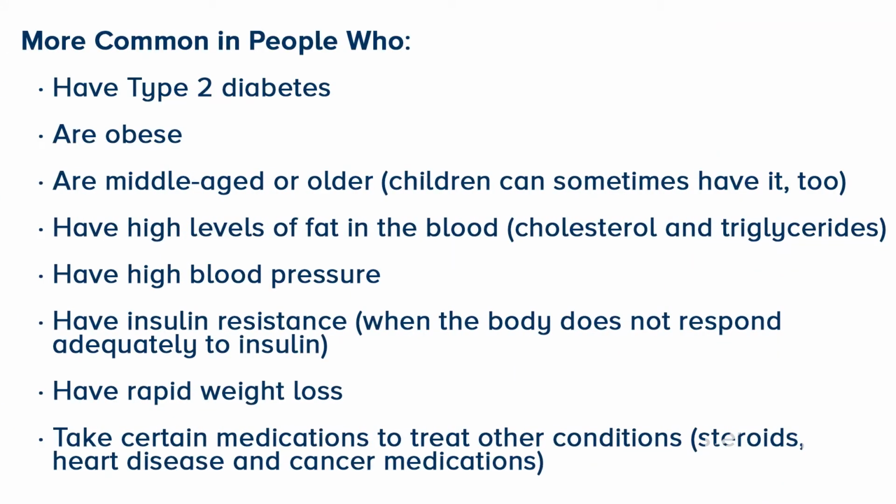So who is at risk for developing NASH? Well, first off, the cause of NASH is really unknown, but researchers do know that it's more common in people who have type 2 diabetes, who have obesity, who are middle-aged or older, but children can also get it. If you have high levels of fat in the blood, such as high cholesterol, high triglycerides, if you have high blood pressure, insulin resistance, or what's also called the metabolic syndrome. This is when the body does not respond adequately to insulin. This is the precursor phase to diabetes.